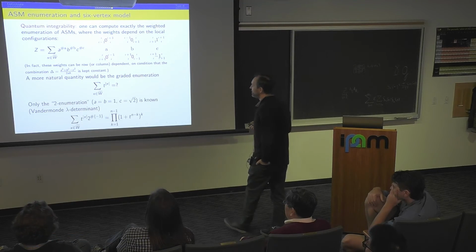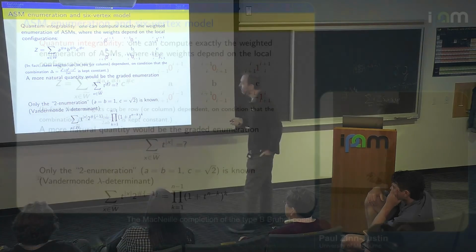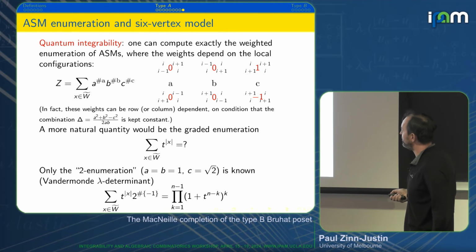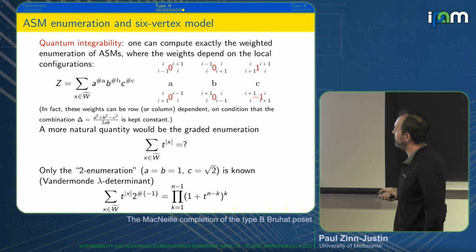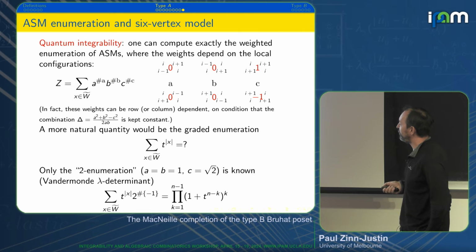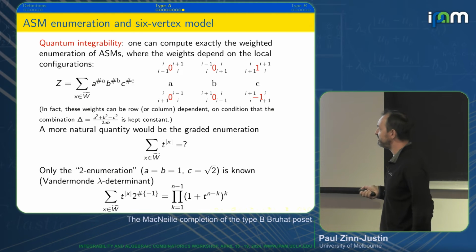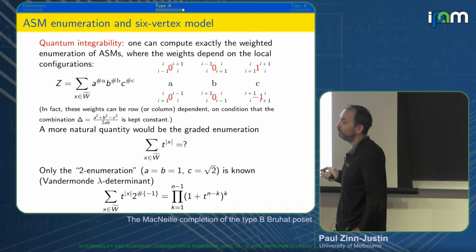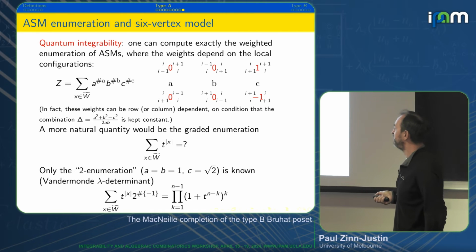Now, what's funny is that actually there is a special case that is known. As I said, you can do some enumeration where you also keep track of the number of minus ones. So if you combine these 2 things in a very specific way, you do the so-called 2-enumeration, which is known to be simpler than the 1-enumeration. Then the answer turns out to be known.